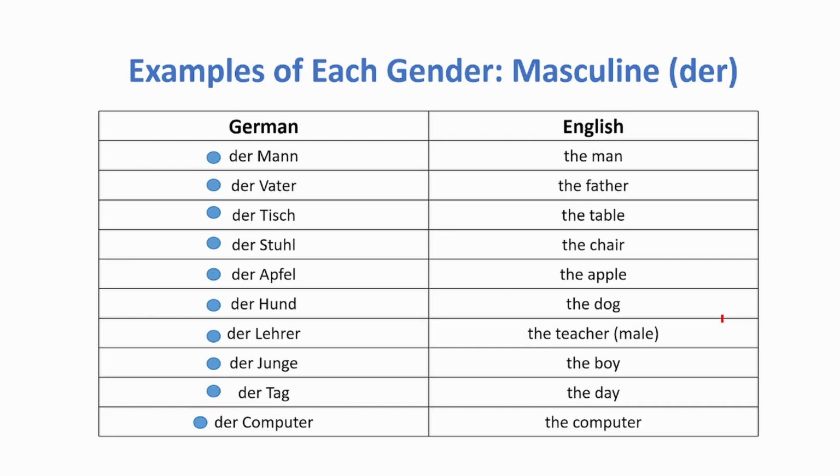Der Hund means the dog. Der Lehrer means the teacher, male teacher. Der Junge means the boy. Der Tag means the day. Der Computer means the computer. Let's go to the next slide.